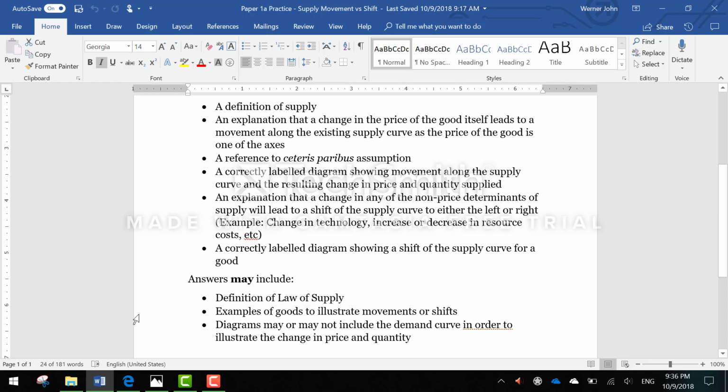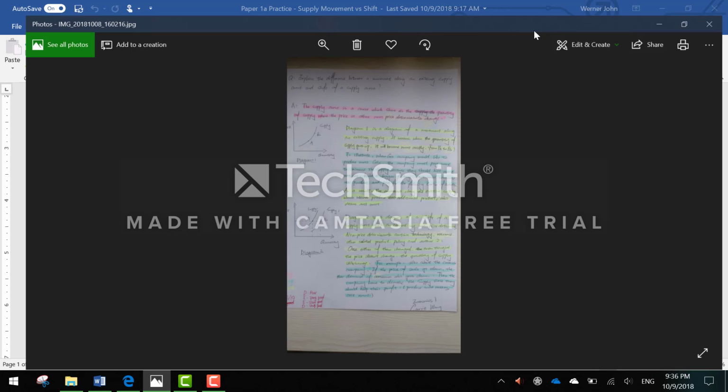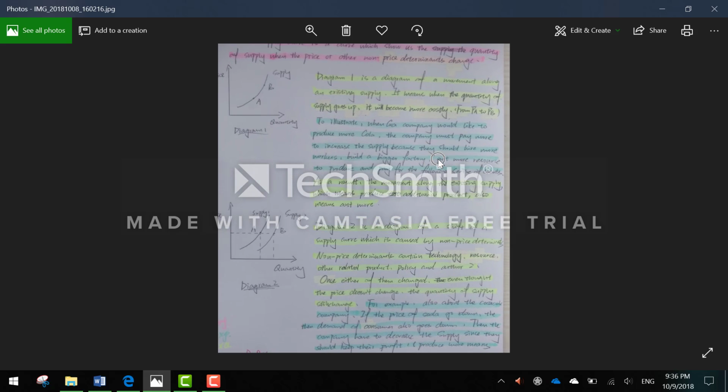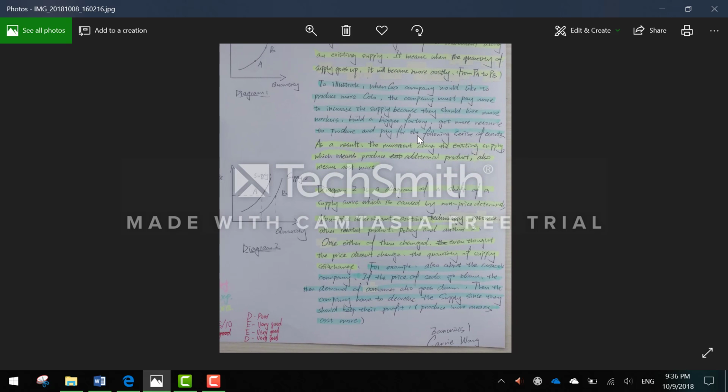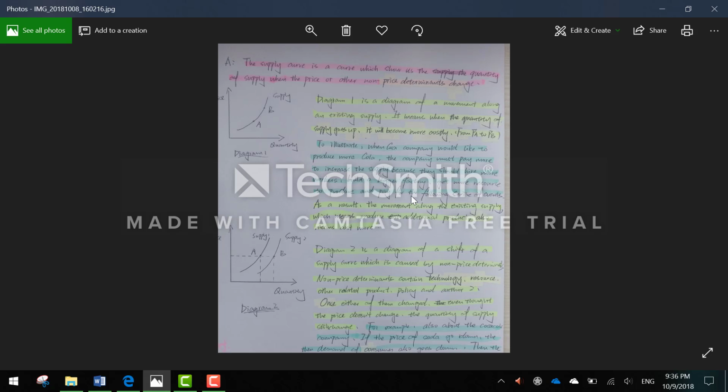So let's move to a sample response. I just grabbed one at random. Let's zoom in a little bit. And this one was peer reviewed, which is a great exercise to help students identify the different parts of a response and to help students also understand how these are scored. So if we start off with, unfortunately, a poor definition, you can see the pink highlighted sentence says the supply curve is a curve which shows us the quantity of supply when the price or other non-price determinants change.